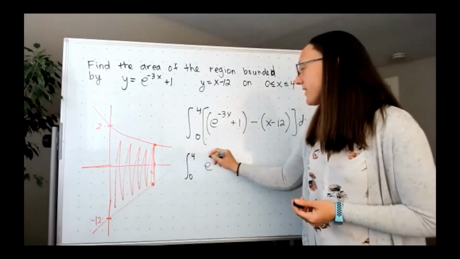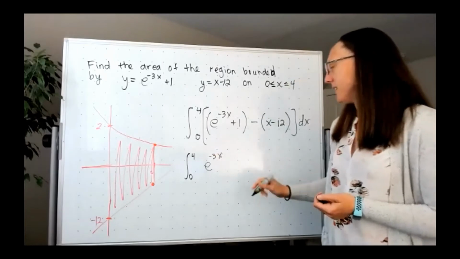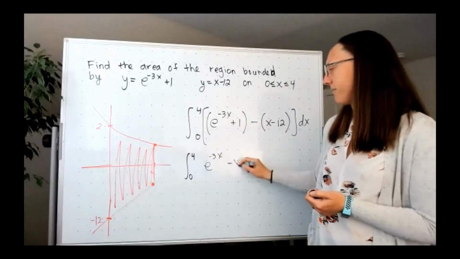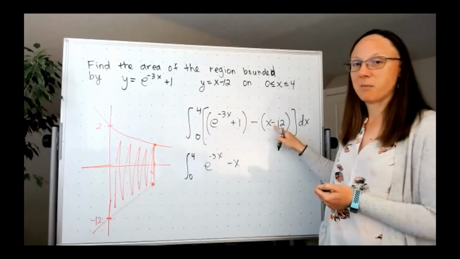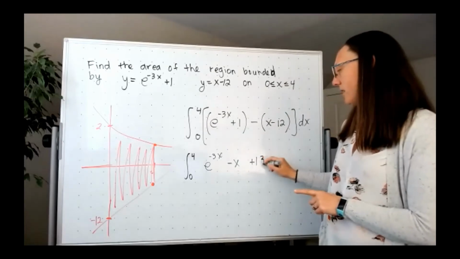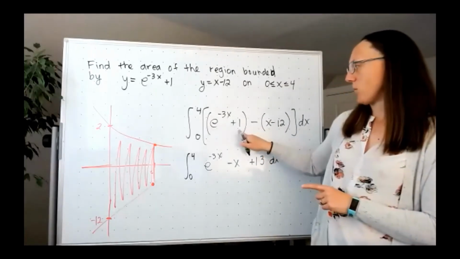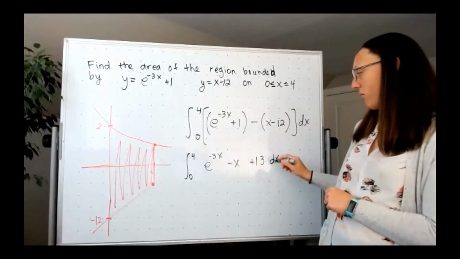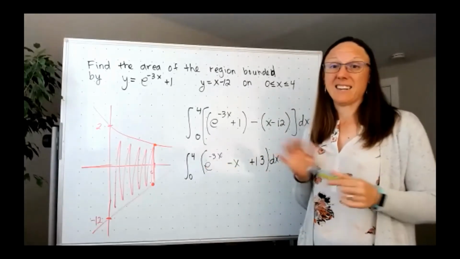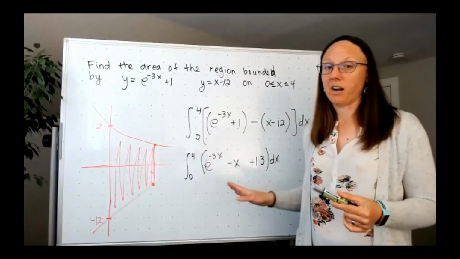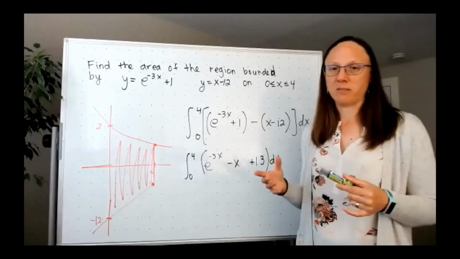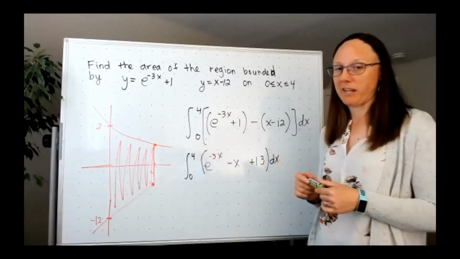So I've got e to the negative 3x plus 1 minus x. And minus a minus is going to make that plus. So all in, I've got a plus 13. The plus 1 from there and the plus 12 from over there. Now I'm going to take the antiderivative. I don't need to do a u substitution here because each of these pieces is separated by addition or subtraction. So we'll just treat each piece separately.